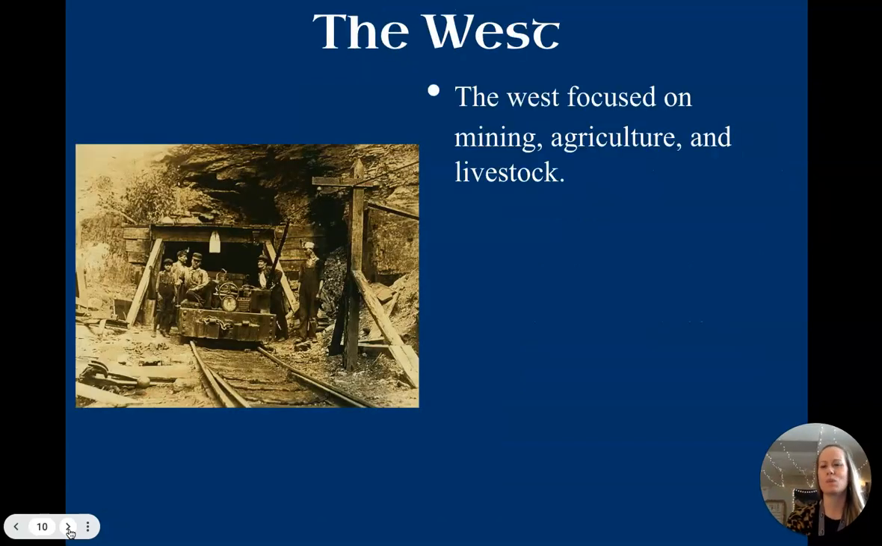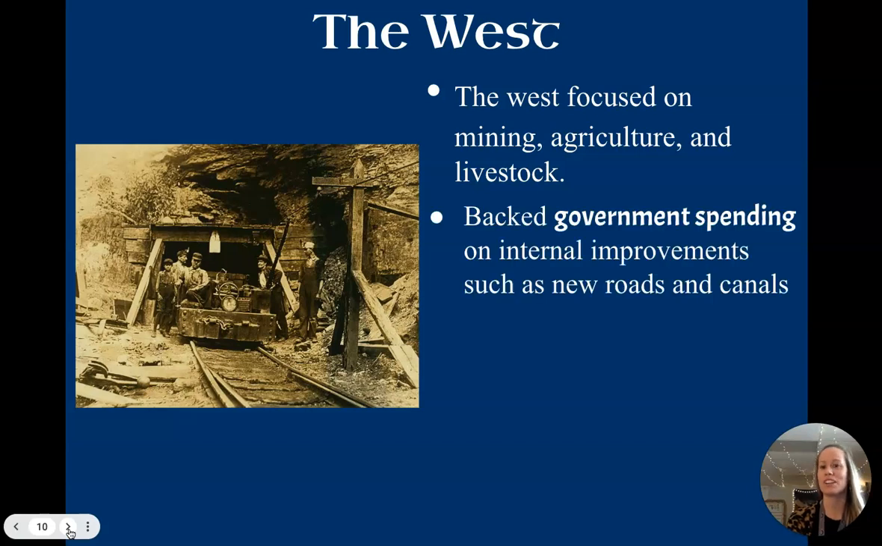And then we have the West. The West is kind of stuck in the middle of this. Remember, they're focused on mining, agriculture, and livestock. They are going to back government spending, aka tariffs, so maybe circle government spending right off to the side. These are tariffs. The taxes on imported goods are going back into the United States, and so this tariff money is actually going to build roads and canals.